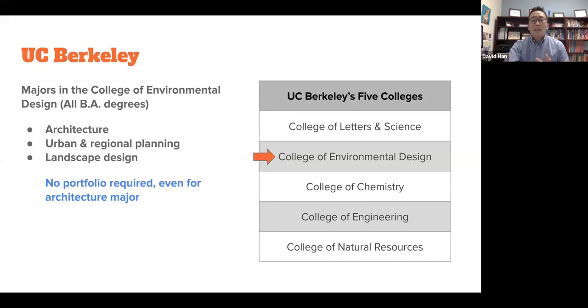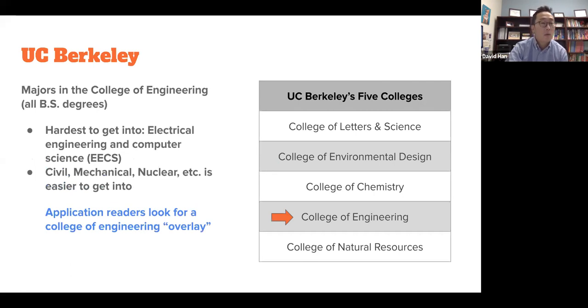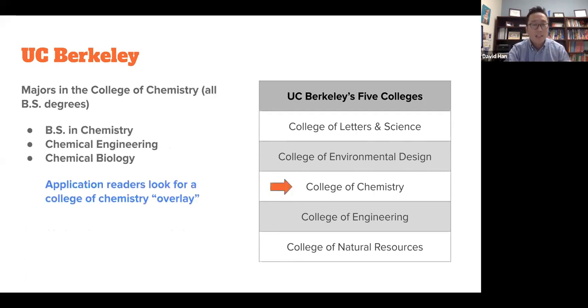Let's just go over the list first. If you're applying for a bachelor's degree in chemistry, you're applying into the College of Chemistry. If you're applying to an engineering major, then you're applying into the College of Engineering. However, chemical engineering is in the College of Chemistry, not in the College of Engineering, okay?